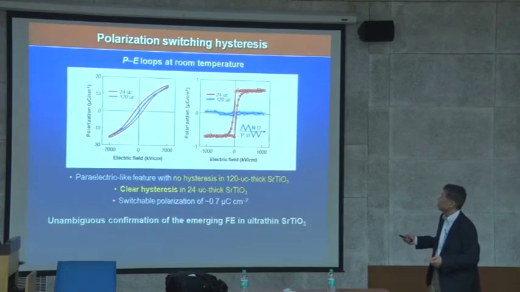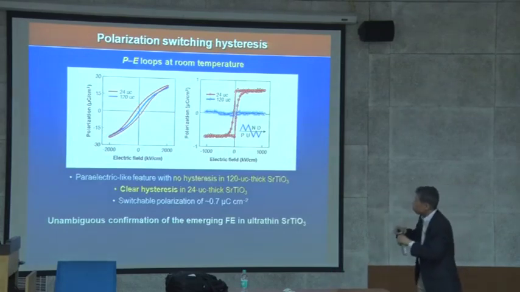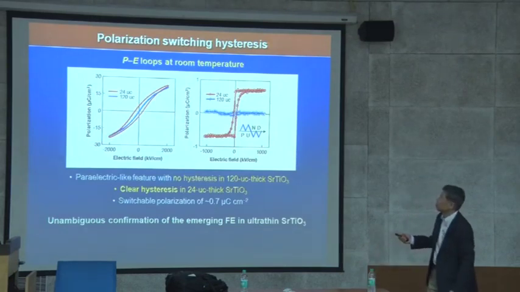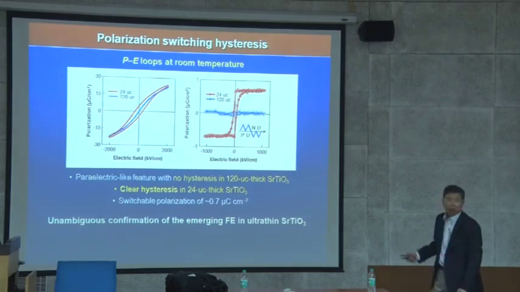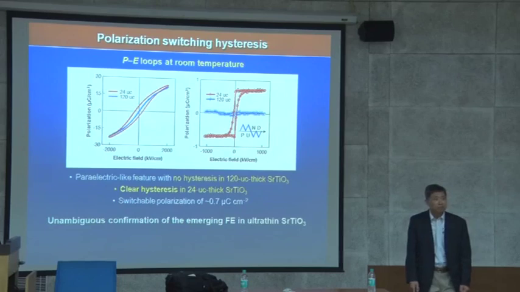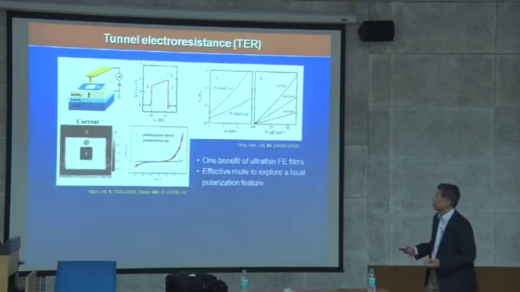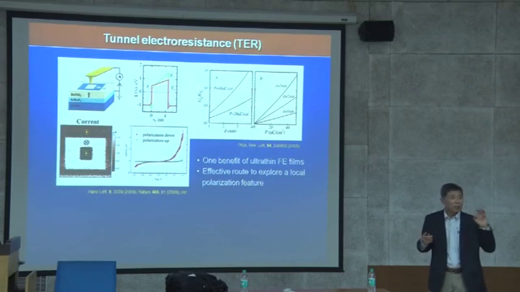Okay? So you also measure by a P-E loop. In the P-E loop of the 24 unit cell, you clearly have remnant polarization, while the 120 unit cell looks dielectric. And then your PUND measurement also shows the thin one very clearly ferroelectric, and the 120 unit cell nothing. Okay? So that is evidence of the emergence of ferroelectricity in non-ferroelectric strontium titanate only at reduced dimension. And that is coming from all these nanopolar regions.